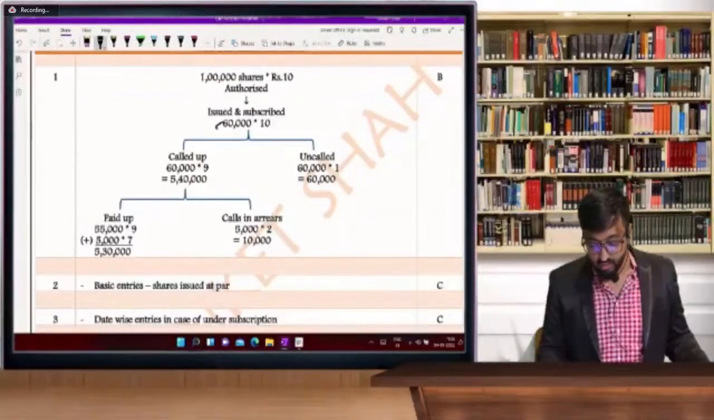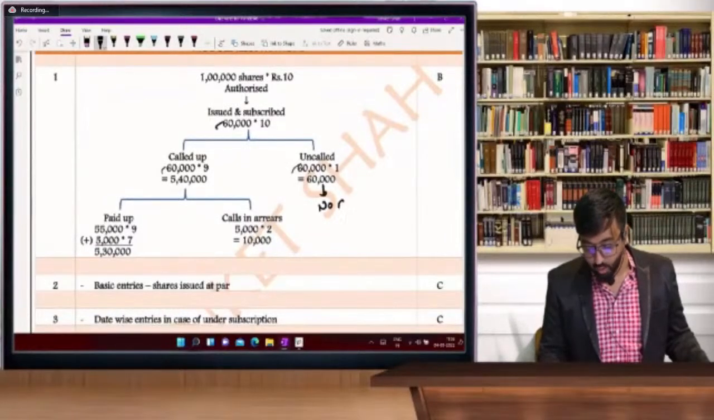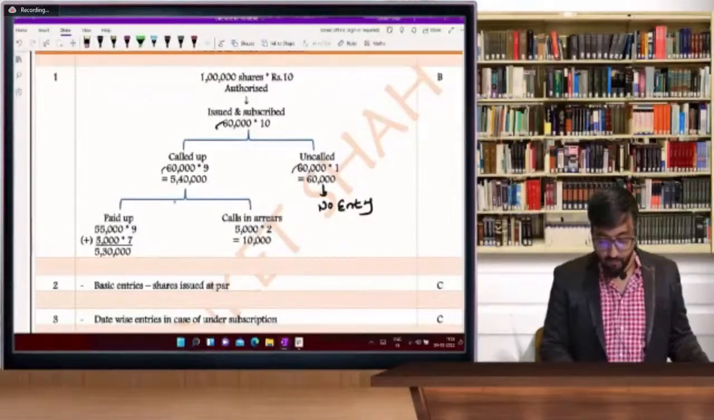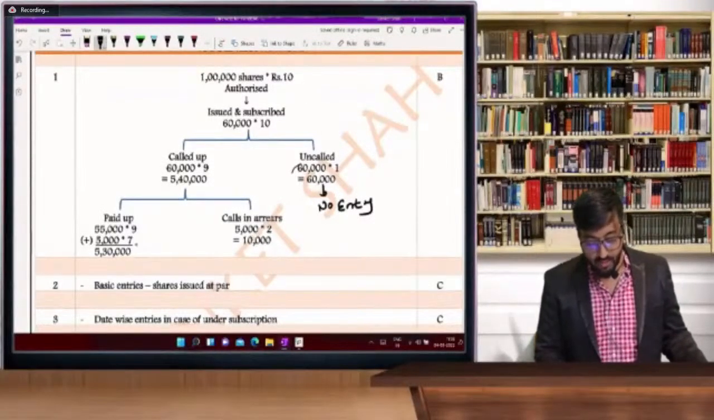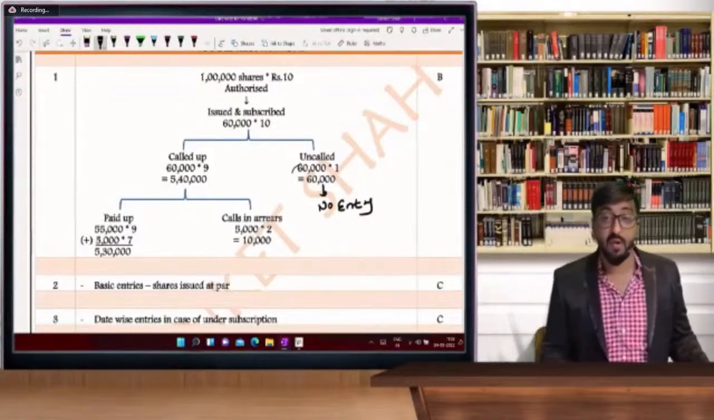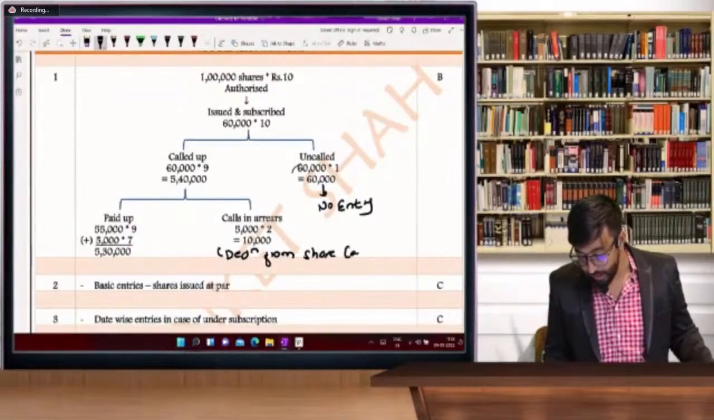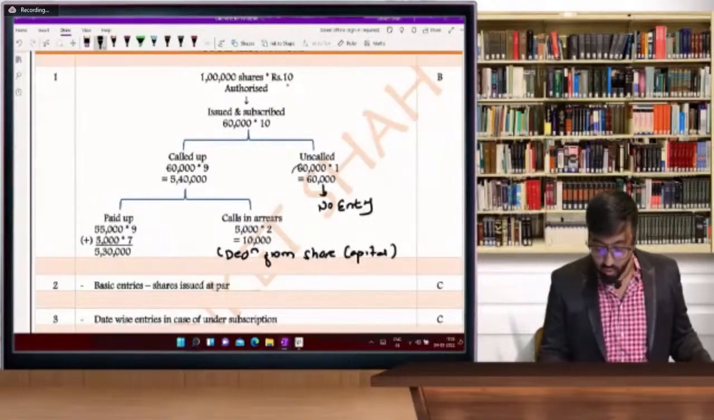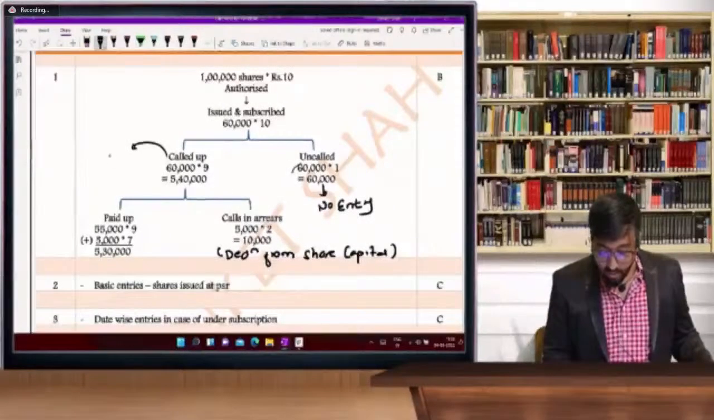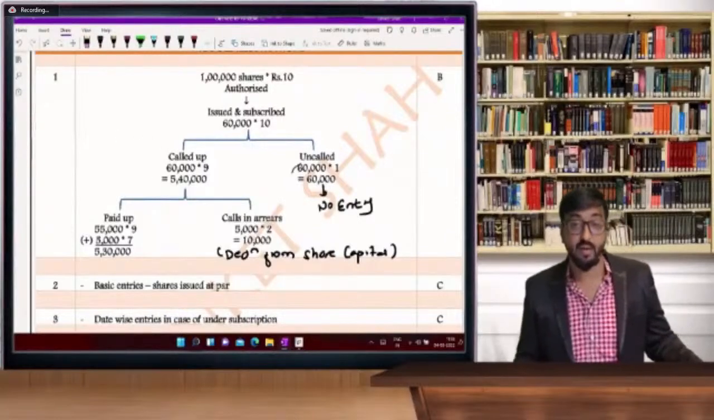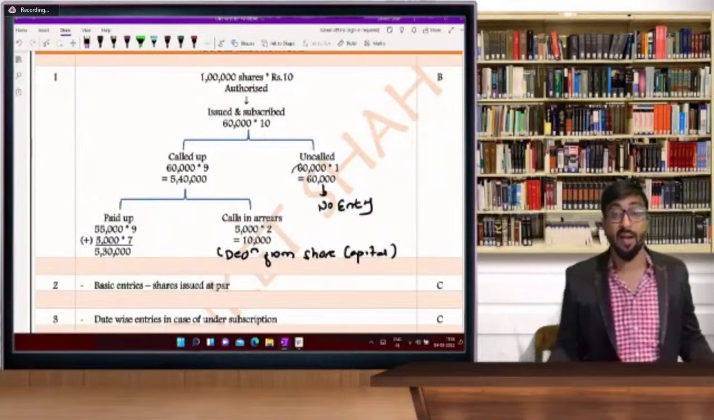Issued is only 60,000. Called up is, beta, 9 rupees and uncalled, the entry of uncalled is never made. No entry. Paid up capital 55,000 into 9. They paid the full amount, but 5,000 paid only 7 rupees. So calls in arrears, and remember, calls in arrears is shown as a deduction from share capital. Authorized capital is only for presentation. In the balance sheet, we are going to show paid up capital, and paid up capital is equal to called up capital minus calls in arrears.